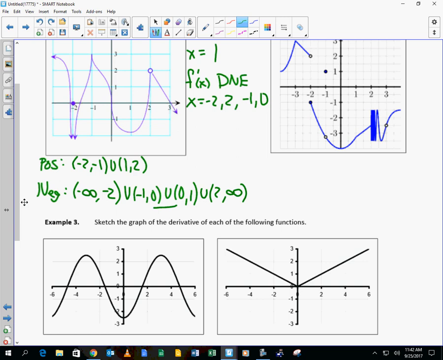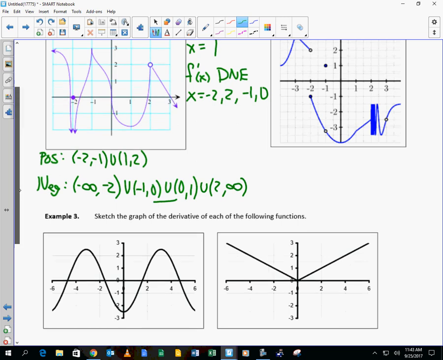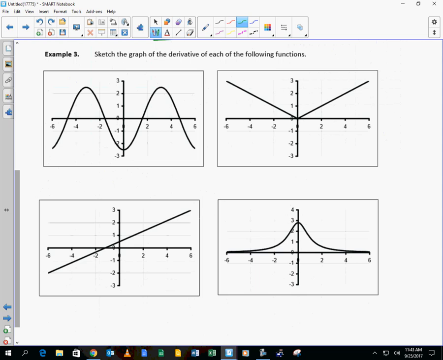Well, it's negative and then it's positive. See that? We good? Okay. All right. So now this is what you're going to be doing for your assignment today. So let's practice this skill. A lot of people get confused with this, so if you have questions, please ask.